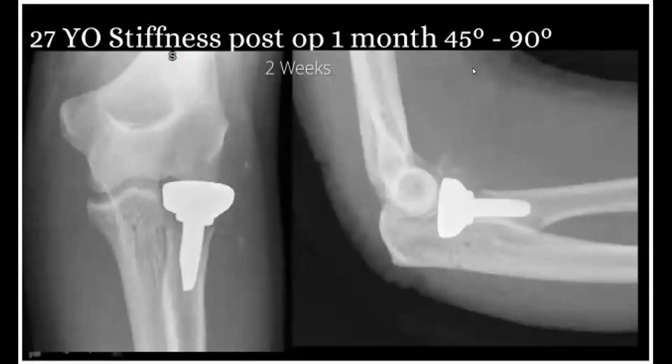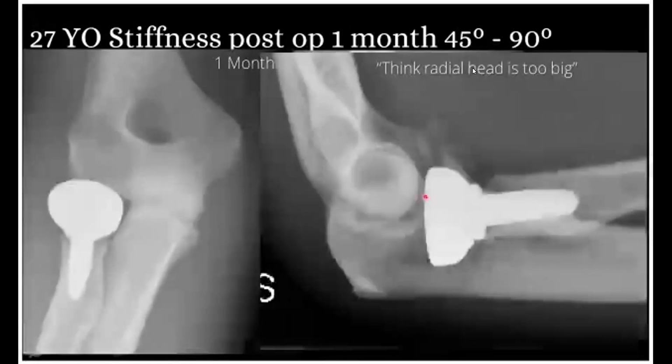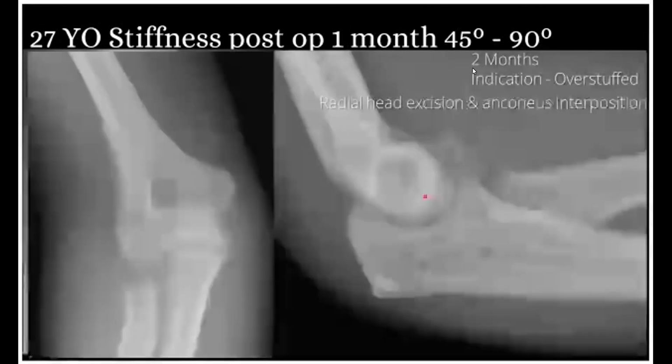Here we see a 27-year-old who has stiffness 1 month post-op. They have an arc of flexion and extension from 45 degrees to 90 degrees. We see the initial radiographs at 2 weeks and the follow-up radiographs at 1 month. Comment in the notes from the surgeon: they thought the radial head was too big, and that was the cause of lack of movement at 1 month. They went on to excise the radial head and do an interposition anconeus graft.